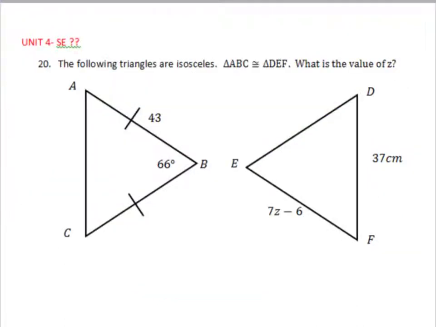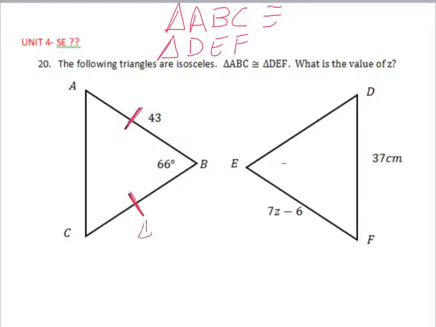All right, the last one says the following triangles are isosceles, and triangle ABC is congruent to triangle DEF. Now I've asked y'all to rewrite those as triangle ABC congruent to triangle DEF so that you can see what sides and angles match up. Now we know that the triangles are isosceles. This side is the same as this side, so I can put a 43 here because those are equal.